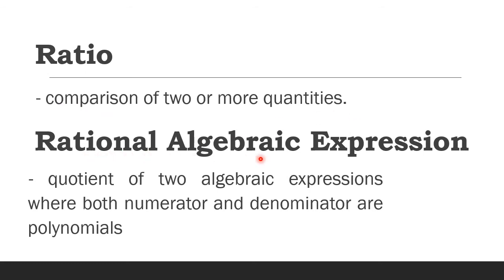Next, rational algebraic expression. It is the quotient of two algebraic expressions where both numerator and denominator are polynomials. Kung kanina meron tayong mga example na fraction, kung makikita nyo, numbers lang yun. Kapag RAE na, so mayroon na yung polynomials sa numerator at sa denominator. Yun yung sinasabi na rational algebraic expression.